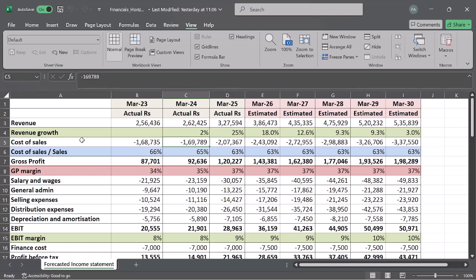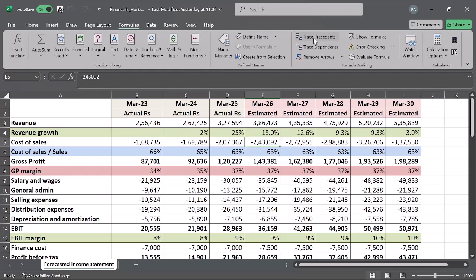Then the cost of sales. Cost of sales will basically be the raw material expenses and other expenses. All those expenses have also been given to you, and the cost of sales has been assumed as 63%. In the past it was 66%. Then I assumed that the cost of sales will be 63% of the revenue. Fine. So I can just show you the formula here.